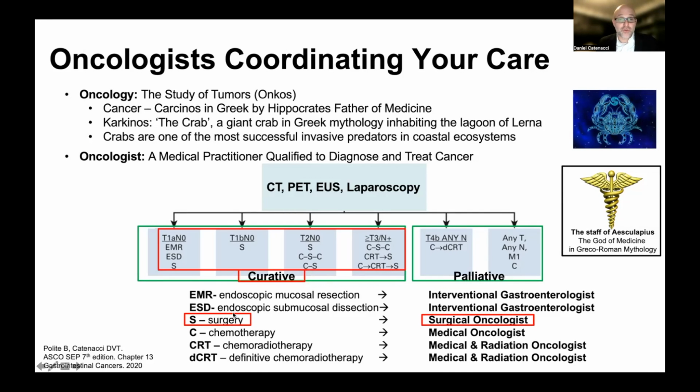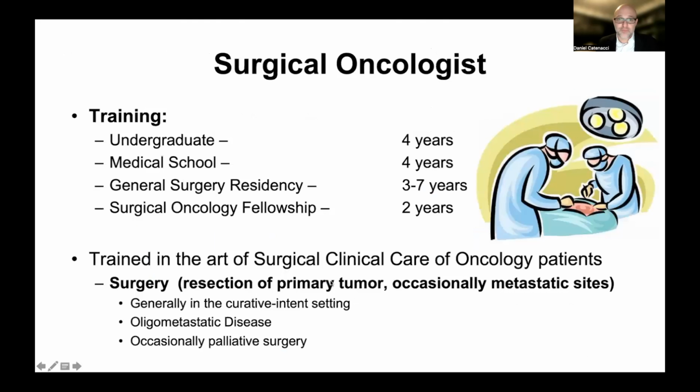So again, for surgery, we're talking about these localized stages. And we previously discussed the training of a surgeon, and a surgical oncologist is specifically trained for the treatment of cancers and in the art of resection of the primary tumor of where the cancer originated, generally with curative intent. However, I will allude to a situation called oligometastatic disease at the end of the talk, and set that up for a future video that is dedicated to that, as well as occasionally palliative surgeries in the setting of stage 4 disease, but still surgery is performed.